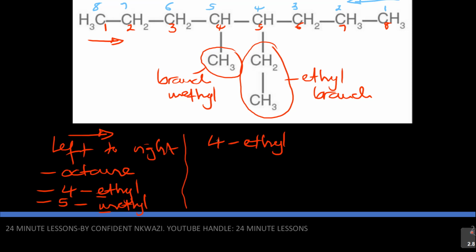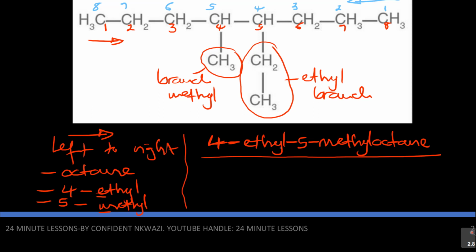So 4-ethyl, remember, the number, hyphen, the letter. Now I need to put the other branch, which is 5-methyl. Again, between the letter and the number a hyphen, 5, and then the number and the letter, hyphen, methyl. See how we're doing this? So it's 4-ethyl-5-methyl, and then with no space you write octane, the parent. That is the name: 4-ethyl-5-methyloctane. That was from left to right. What about from right to left?